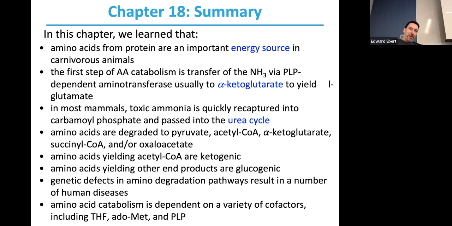So what do we take away from this? All right. This chapter 18 summary looks like a lot, and it sort of is a lot. We've talked previously about glucose as an energy source. We've talked about lipids as an energy source. Now we're talking about amino acids as an energy source. Okay, so we covered all three of our bases. That's everything.